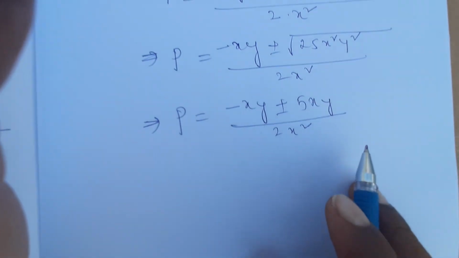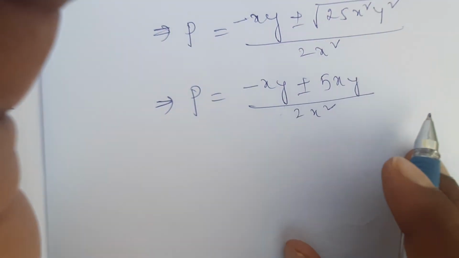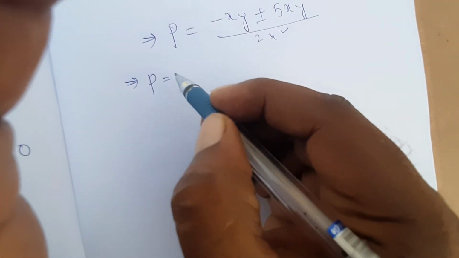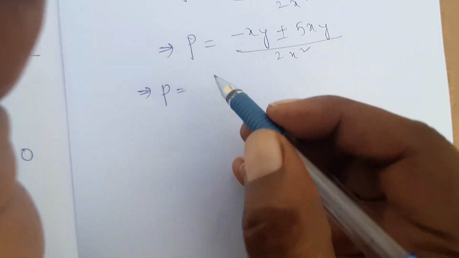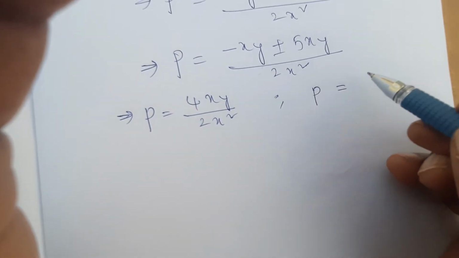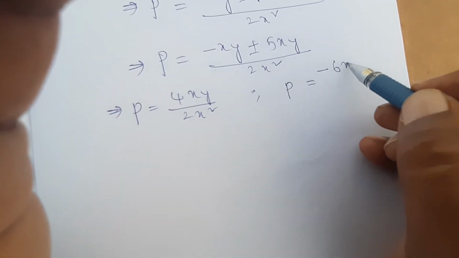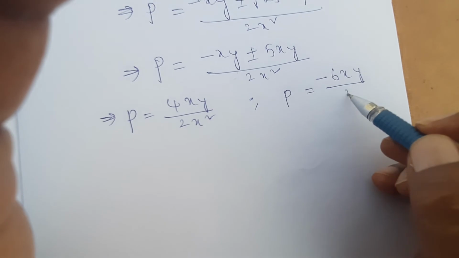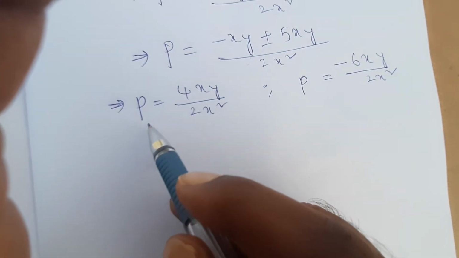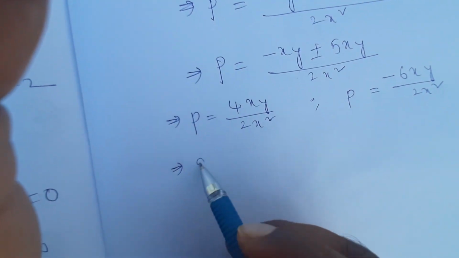So again there are two values, one with the plus combination and one with the minus combination. If you take the plus combination, you get p is equal to 4xy by 2x square. If you take the minus combination, p is equal to minus 6xy by 2x square. Then you can solve for each of these. But what is the value of p? The p value is nothing but the dy by dx value.